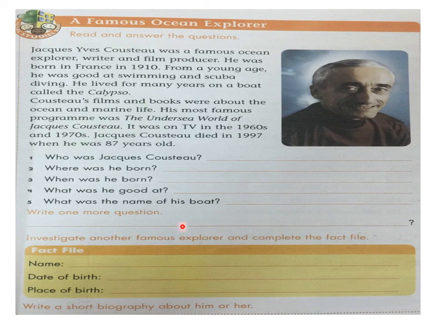So you can add many questions. You are going to do the same. Just investigate, which means look for, or find, another famous explorer and complete the fact file. You will search and find another explorer like Jacques. You write his name, his date of birth, and the place of birth, when or where was he born. Then you are going to write here the information.